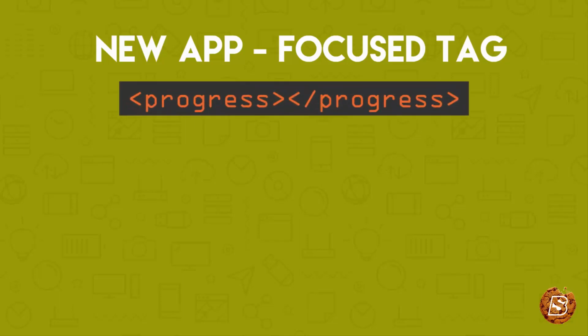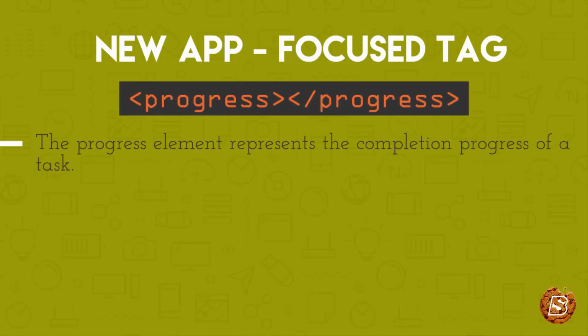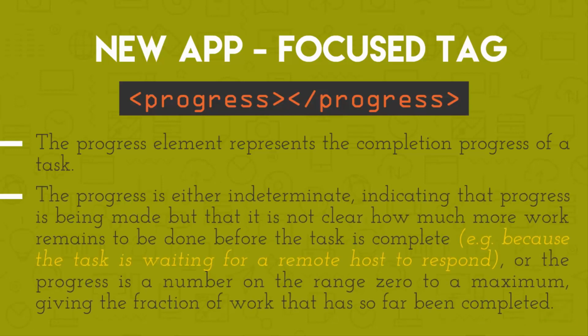Next we have the progress tag. The progress element represents the completion progress of a task. The progress is either indeterminate, indicating that progress is being made but that it is not clear how much more work remains to be done before the task is complete, for example, because the task is waiting for a remote host to respond, or the progress is a number in the range 0 to a maximum, giving the fraction of work that has so far been completed. The progress tag is not suitable for representing a gauge, for instance, disk space usage or relevance of a query result. For this, we should be making use of the meter tag.